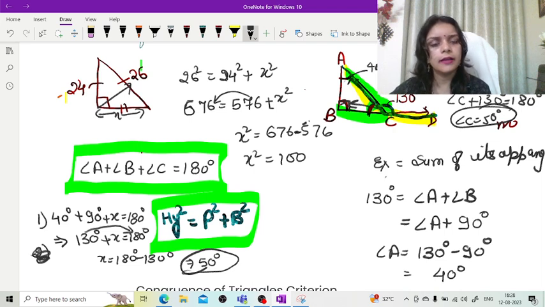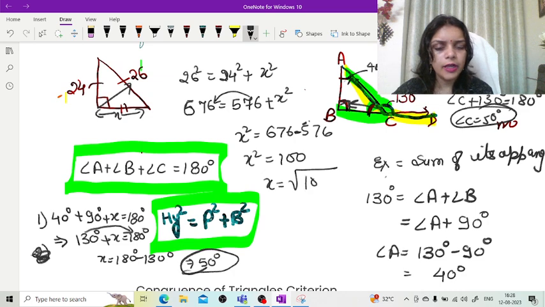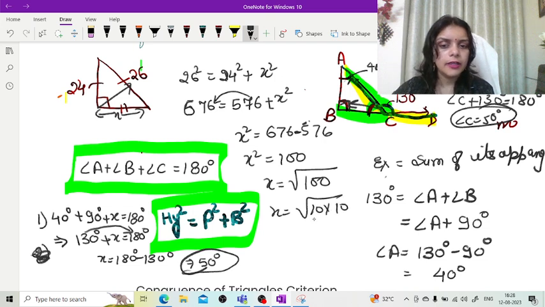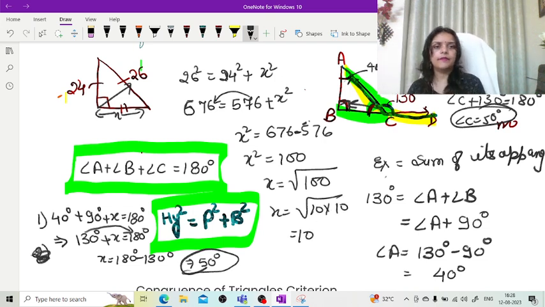This is a negative sign. So x will be equal to square root of 100. Square root of 100, that means it will be equal to 10. So value of the base will be equal to 10 units. Okay, so it was the properties of triangle.